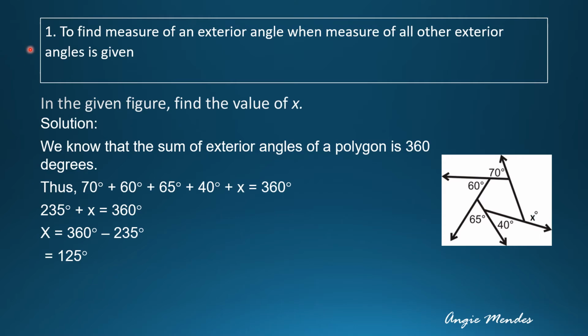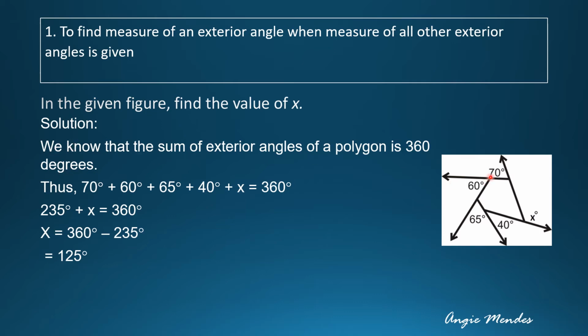Let's take the first case. To find the measure of an exterior angle when the measures of all other exterior angles are given. So let's look at this figure. We have the exterior angles 70 degrees, 60 degrees, 65 degrees, 40 degrees and angle X. So we see here that there are angles whose measure is already given and we have to find the measure of only one more exterior angle.